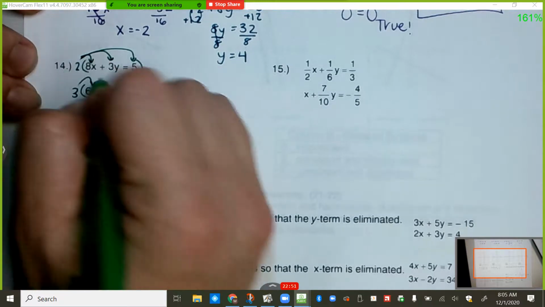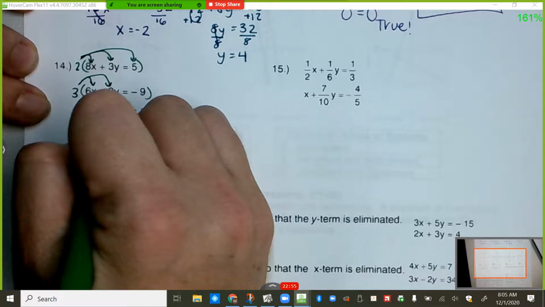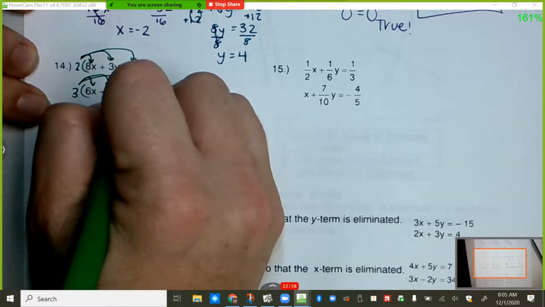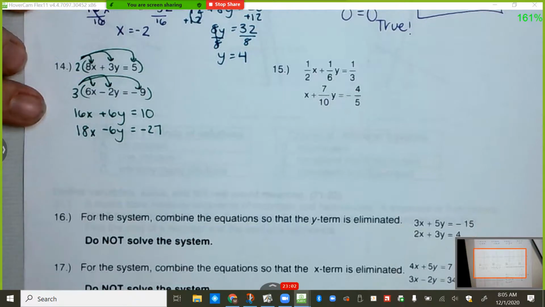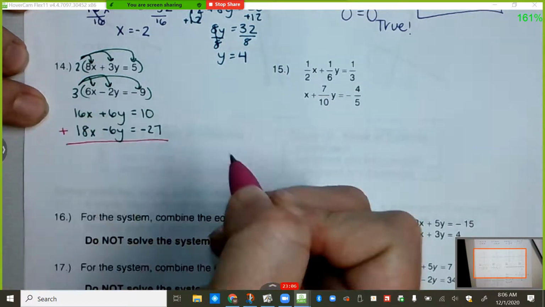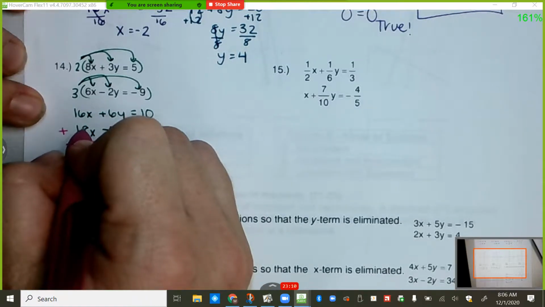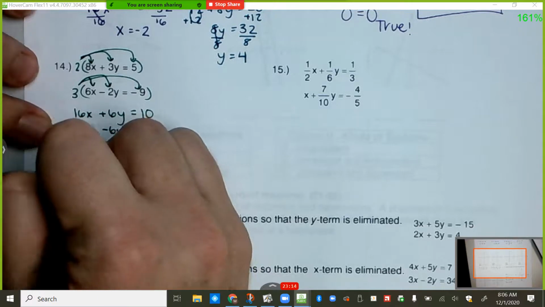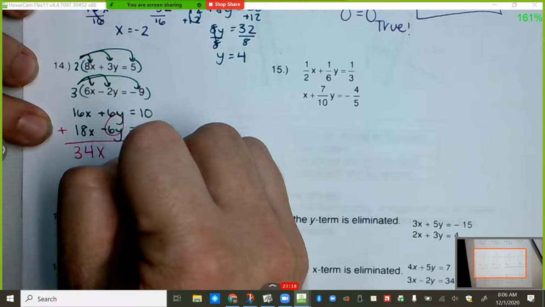3 times 6x is 18x. 3 times negative 2y is negative 6y. 3 times negative 9 is negative 27. So then I do my big addition. And this gives me 34x. This zeroes out, and this gives me negative 17.